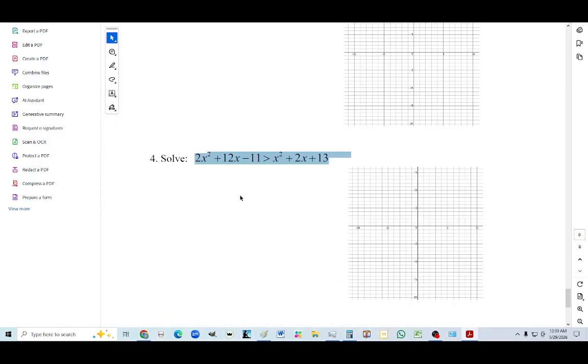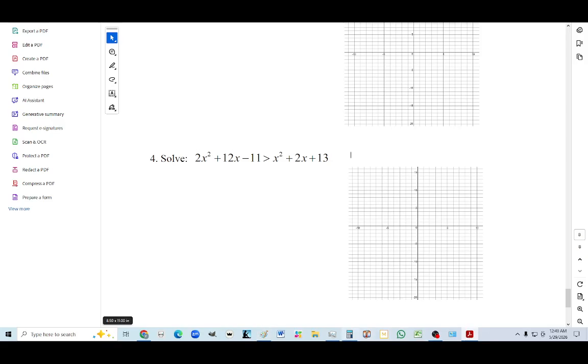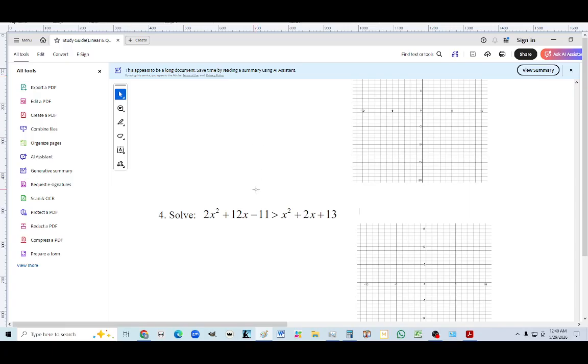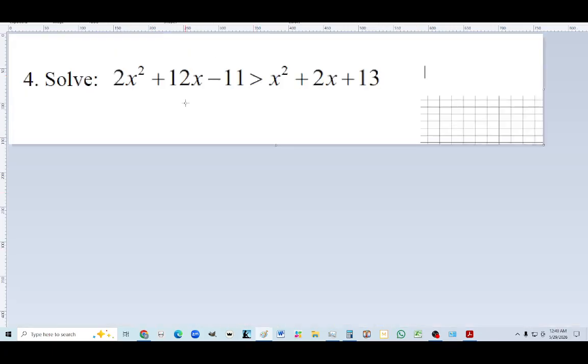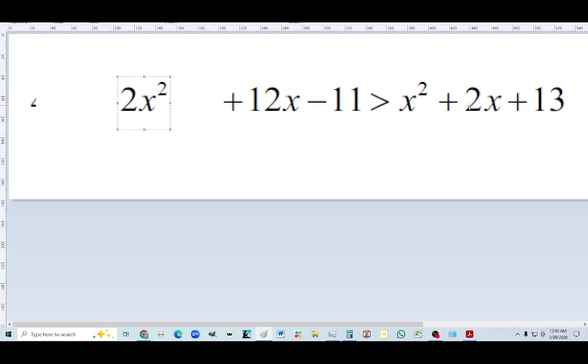So here's how you solve it. When is this graph above this graph? Well, as you remember from factoring, it's always easier to factor when we're equal to 0. So we really want to get a 0 on one side. So let's get all the x squareds to one side. I'm going to subtract this x squared from the right side. It's going to disappear because x squared minus x squared on the right side is 0. But over here, it's going to become 2x squared minus x squared, which just becomes 1x squared.